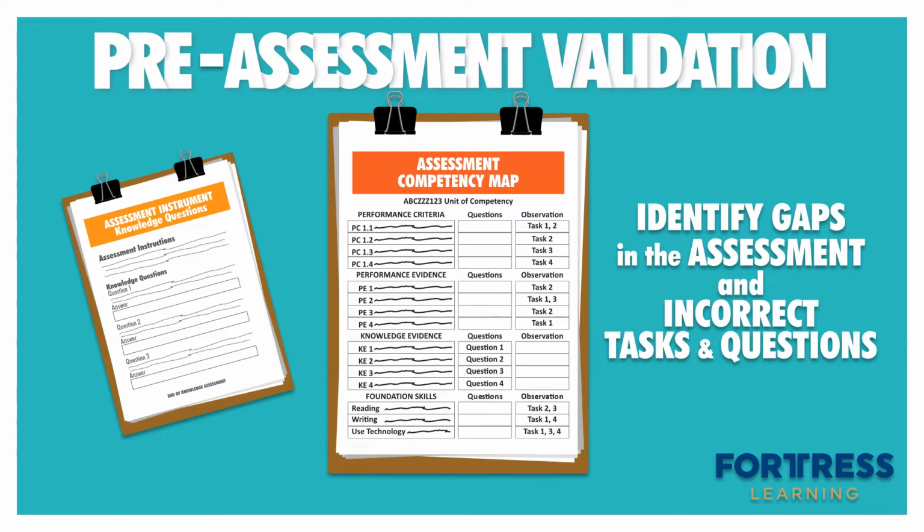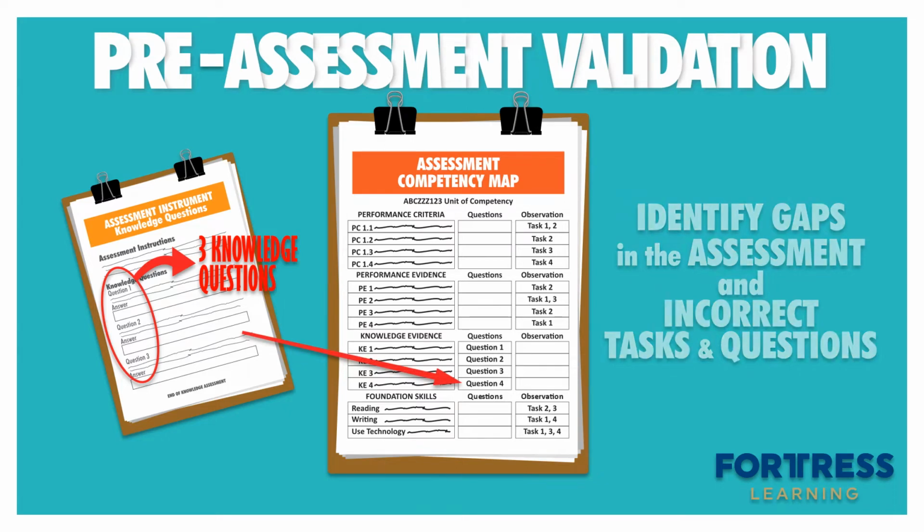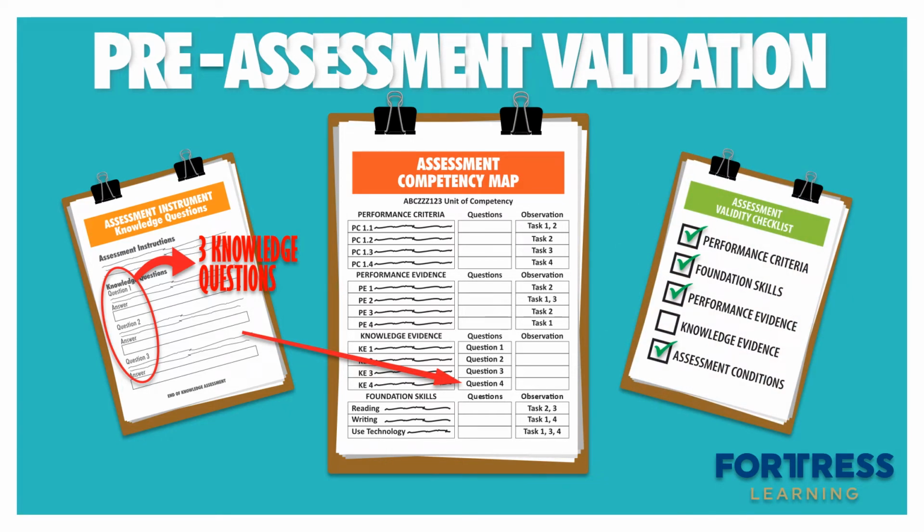In this example, the assessment instrument has 3 questions, but the competency map identifies that there should be 4 questions. This would identify in the validation process that a gap exists where some criteria is not being assessed by the assessment tool. This can now be fixed before the tool is used for the first time.